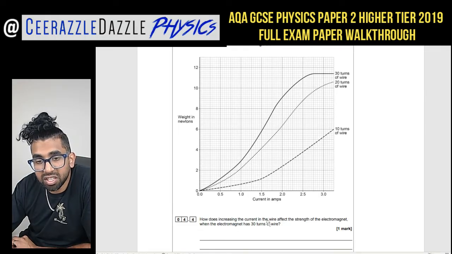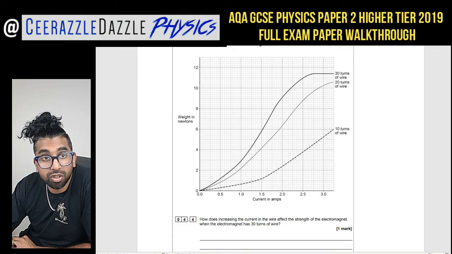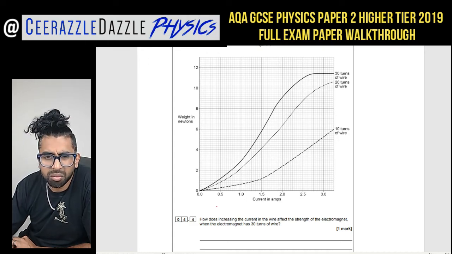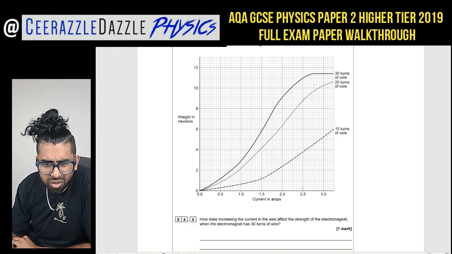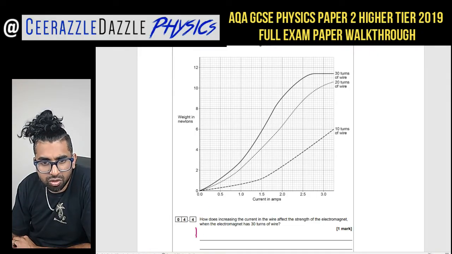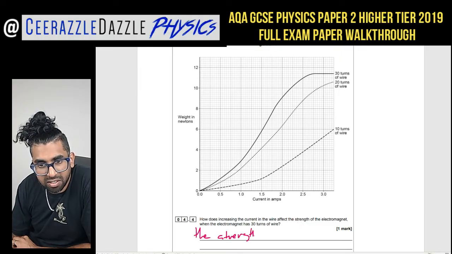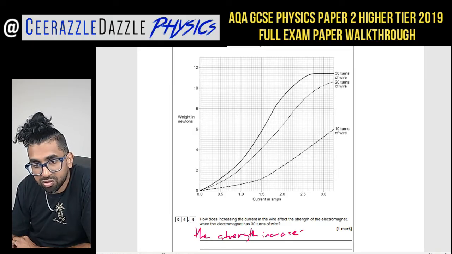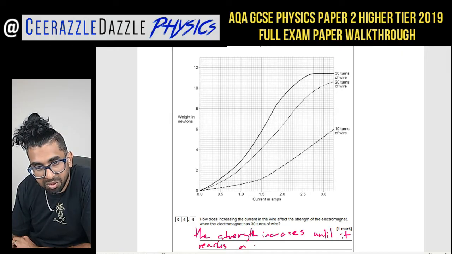How does increasing the current in the wire affect the strength of the electromagnet when the electromagnet has 30 turns of wire? Well, hopefully you can see that as you increase the current, the weight that you can hold increases. So the strength increases until it reaches a maximum value.